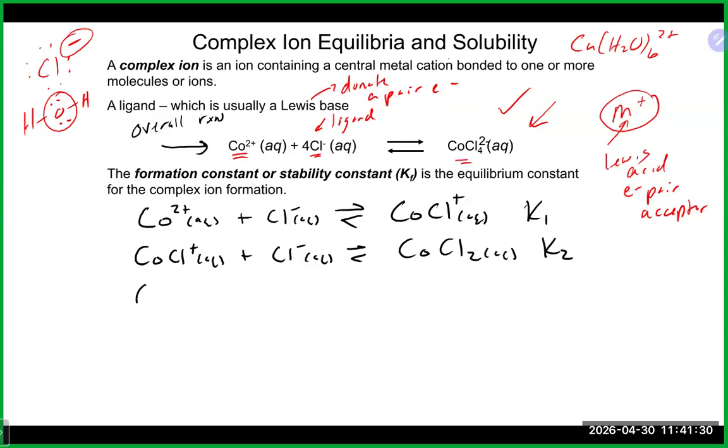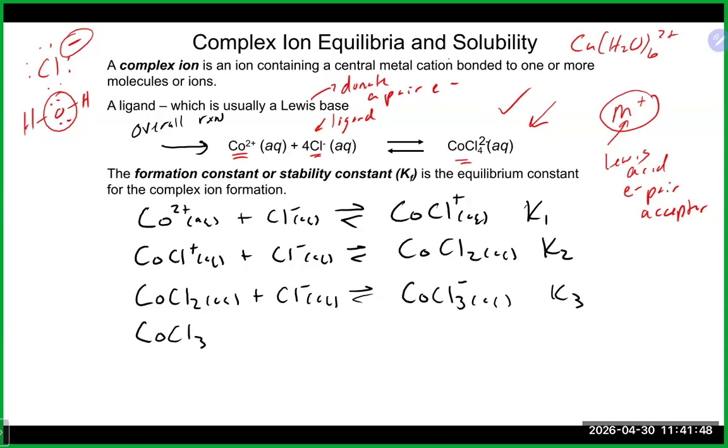Then, continuing on, we're going to pop on our third one here, and we'll get CoCl3 minus. Also, this could have an equilibrium constant. And lastly, after we put on three of them, we will pop on the fourth one there, and we'll make CoCl4 2 minus in this case. That also can have an equilibrium constant.